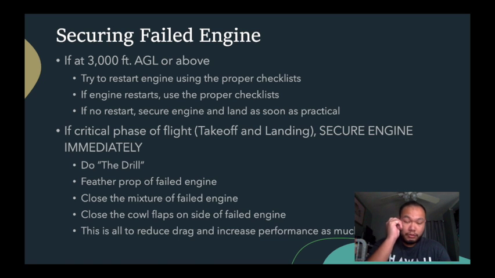Then after you do the drill, feather that prop on the failed engine. That's to reduce drag and increase performance as much as possible. So you feather that prop, close the mixture, and close the cowl flaps. And if you're taking off, come back around in the pattern and land as soon as possible. If you're coming to land, then you're coming into land.